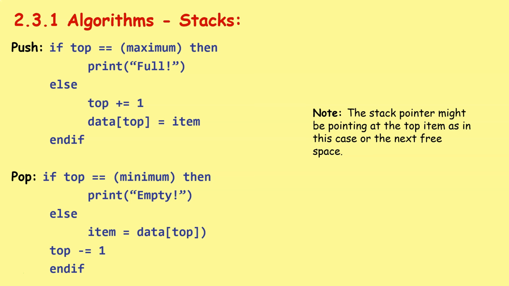So we can say if top equals maximum, then print full. It's full up, stop the program. Else, increment the pointer by 1, and then we can say the top data is the item. To pop, we say if the top is the minimum, then we can print empty and stop the program. Else item equals the data top, decrement the top by 1, and then obviously we end the end if there.